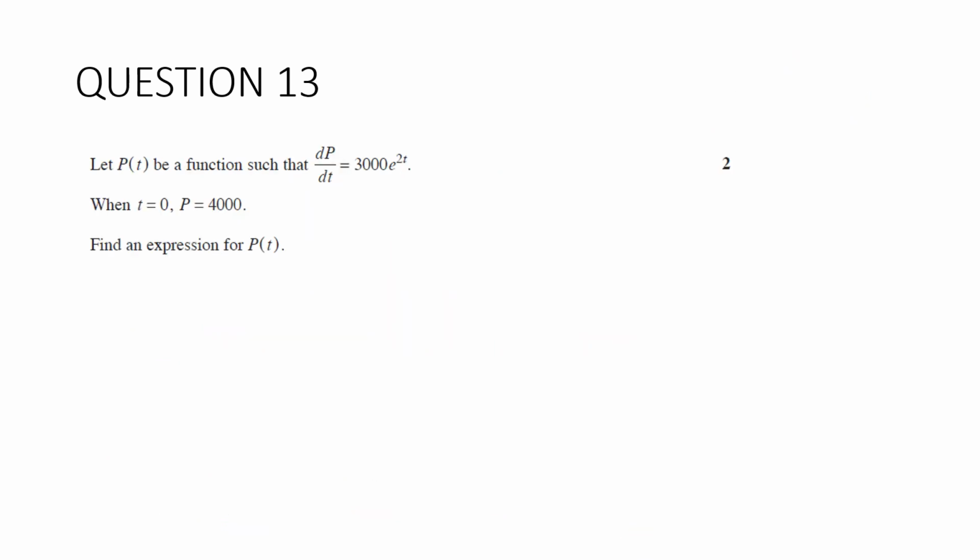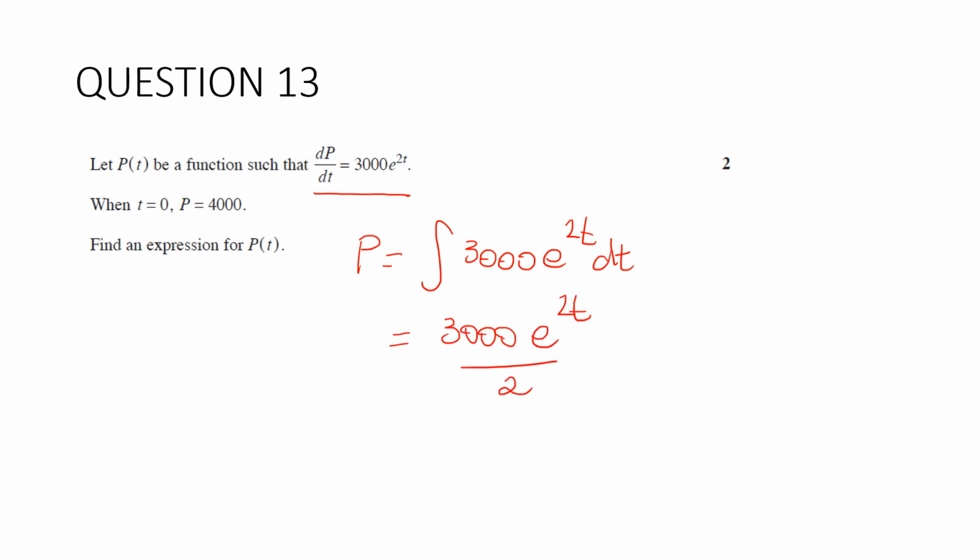Question 13. Let P(t) be a function such that dP/dt is equal to 3000 e to the 2t. When t is equal to 0, P is equal to 4000. Find an expression for P(t). So obviously we want to start by integrating. So P will equal the integral of 3000 e to the 2t dt. And integrating, we're going to get 3000 e to the 2t divided by 2, plus c.